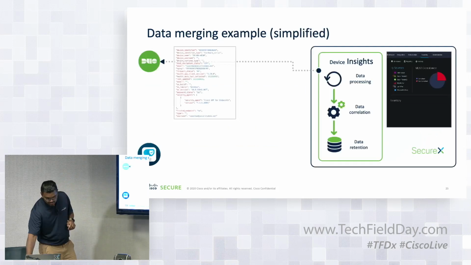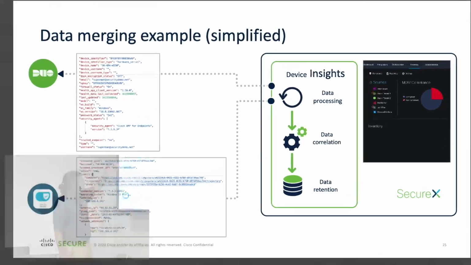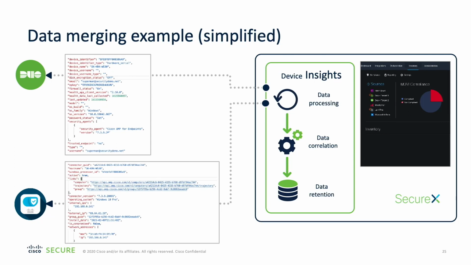So here's an example of data merging. So here I am from Duo. We just saw a session on Duo. So here's a user who's logged into an application. And here is the data that I get from the Duo API. So look, I have a device identifier.